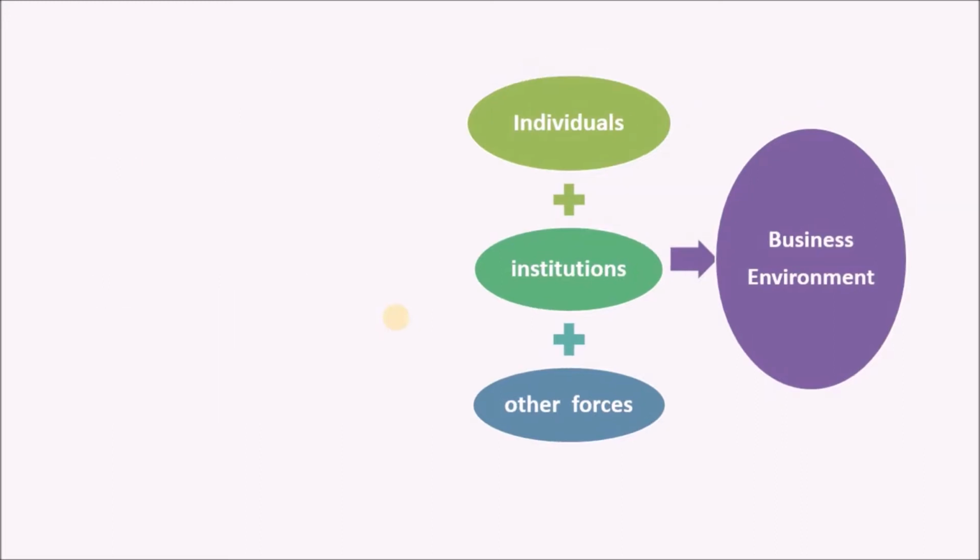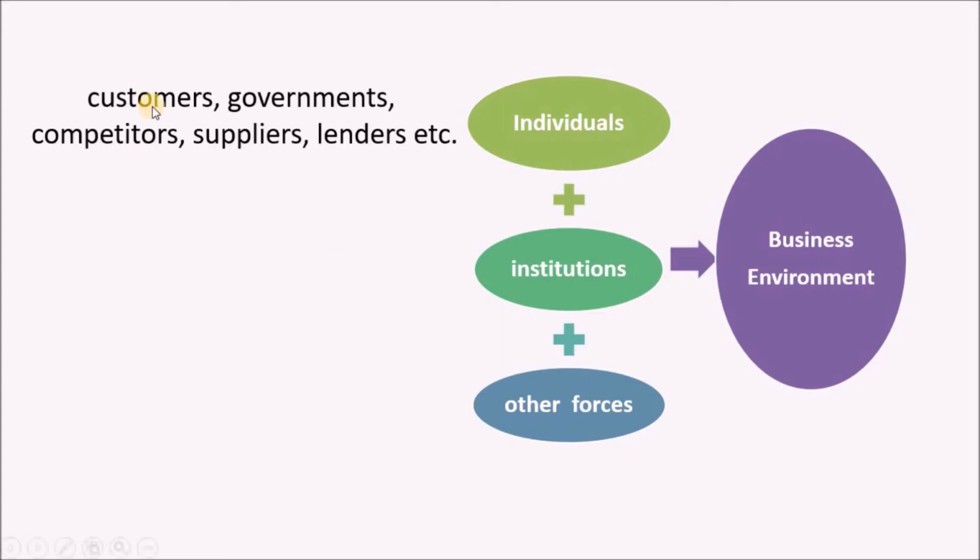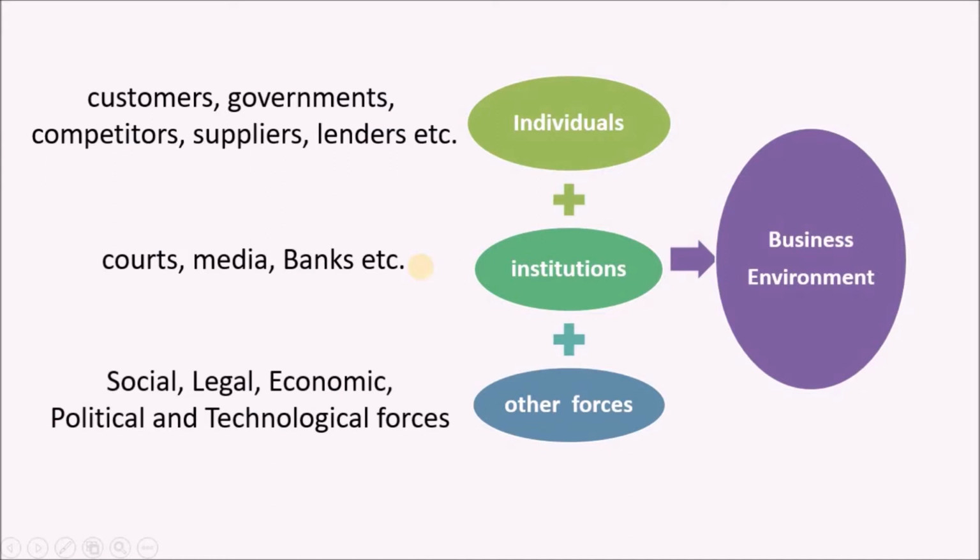So now let us see what is included in individuals which come under business environment. Individuals are your customers, government, competitors, suppliers or lenders. Under institutions we have court, media or bank which affect the working of the business. And under other forces we have 5 forces: social, legal, economic, political and technological forces. And these are the 5 forces which we are going to do in detail in this chapter.